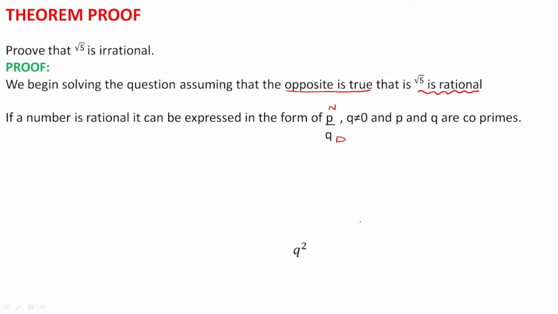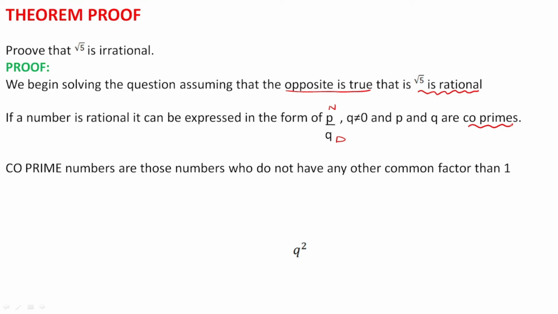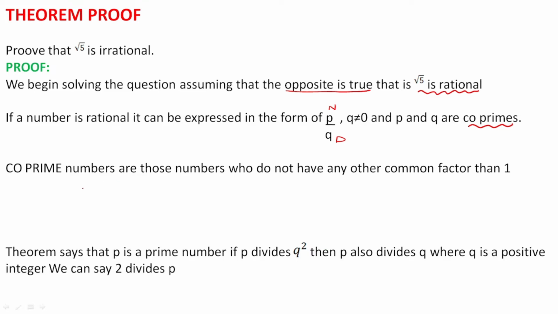What are co-prime numbers? Co-prime numbers are those which do not have any common factor other than 1. So we assume that root 5 is in the form of P by Q, where Q is not equal to 0. We will begin this theorem by squaring on both sides, or in short form you can say SOBS. Hereafter we will be using this word SOBS, which means squaring on both sides.